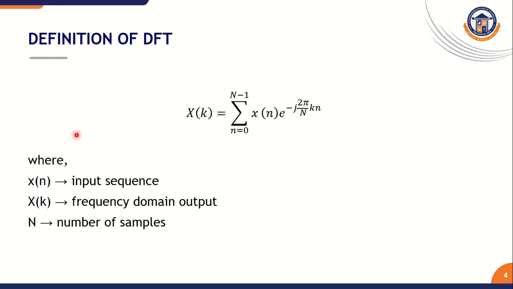Now let us see the mathematical definition of DFT: capital X of k equals summation of small x of n into e power minus j 2 pi by N into k into n. Here, small x of n represents the input signal, capital X of k represents the frequency domain output, and capital N is the number of samples. Through this equation, we compute the DFT.